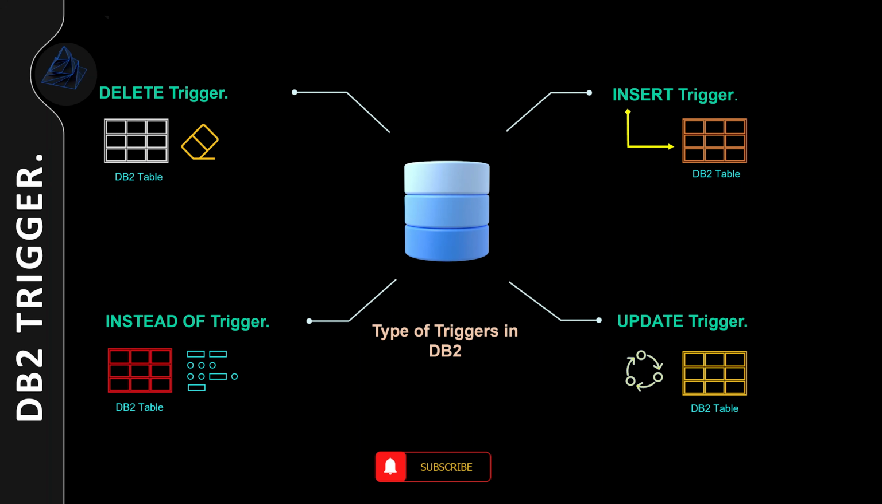Instead of triggers are defined on views, and they contain the logic that is required to enable a non-updatable view to become updatable. And remember that this particular trigger converts a non-updatable view into an updatable one. So the instead of triggers differ in purpose and functionality from the general purpose modification triggers. Now let's move on to our next slide.